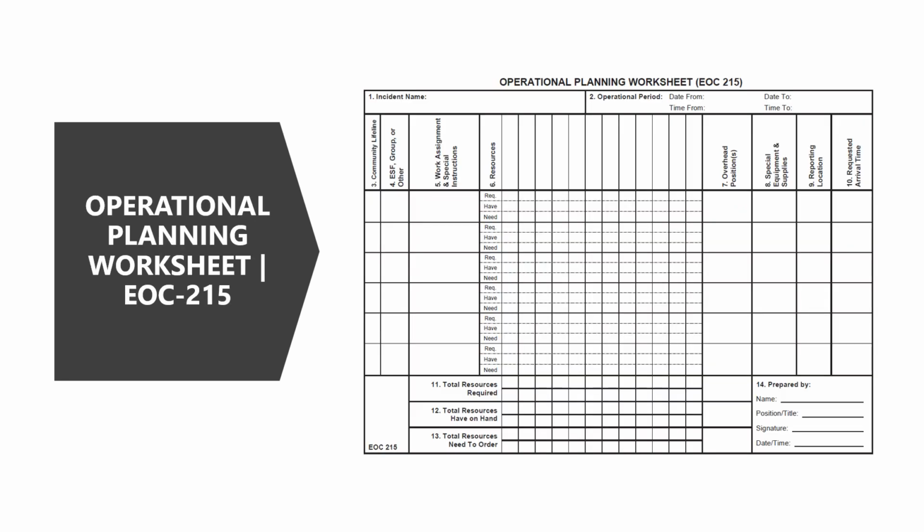So the operational planning worksheet, also known as the 215, is the form that's going to communicate decisions made by the operations section during the tactics meeting. It's going to be communicated to logistics. It's going to be communicated to the resource unit leader as well. So the way this worksheet works is across the top, there's all of those blank boxes. Those are where your resources are going to go.